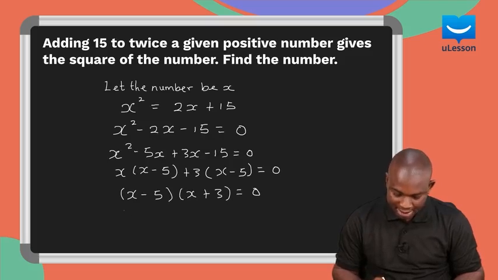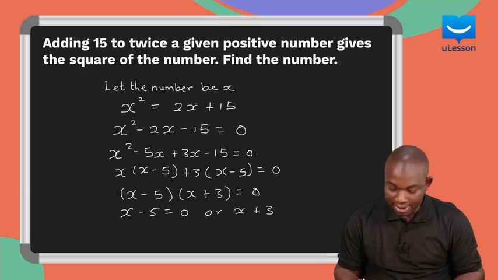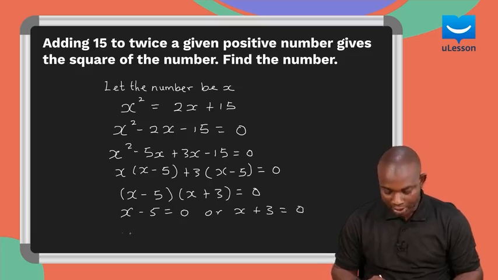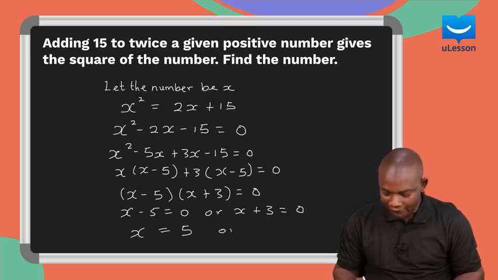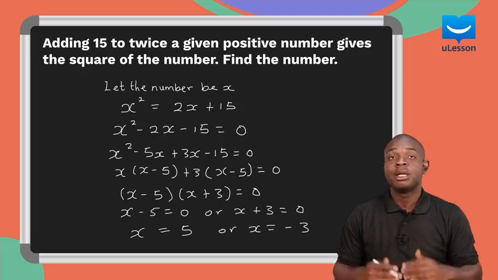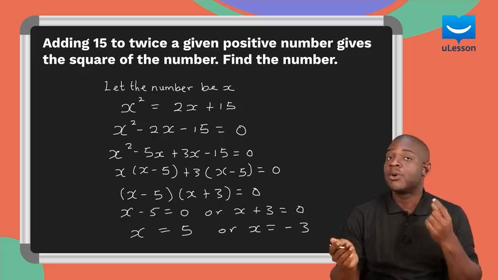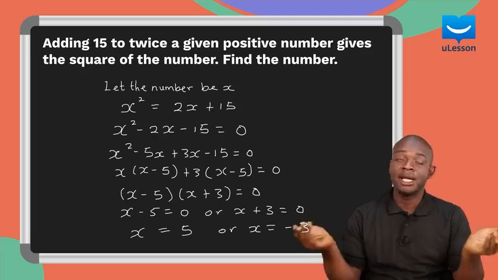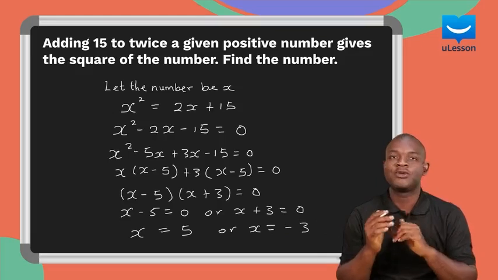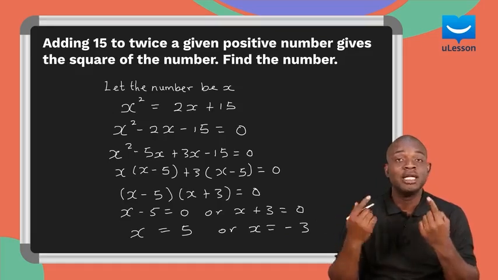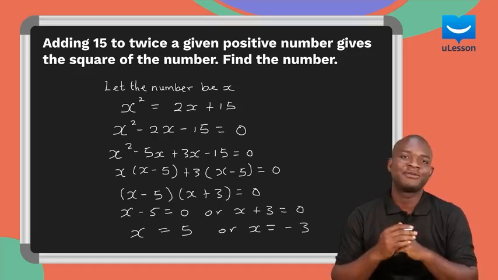This means that either x minus 5 is equal to 0 or x plus 3 is equal to 0. And what this means is that x is either equal to 5 or x is equal to minus 3. Now, since the question said that we are dealing with a positive number, it means that x is equal to 5. That means the given number is 5.